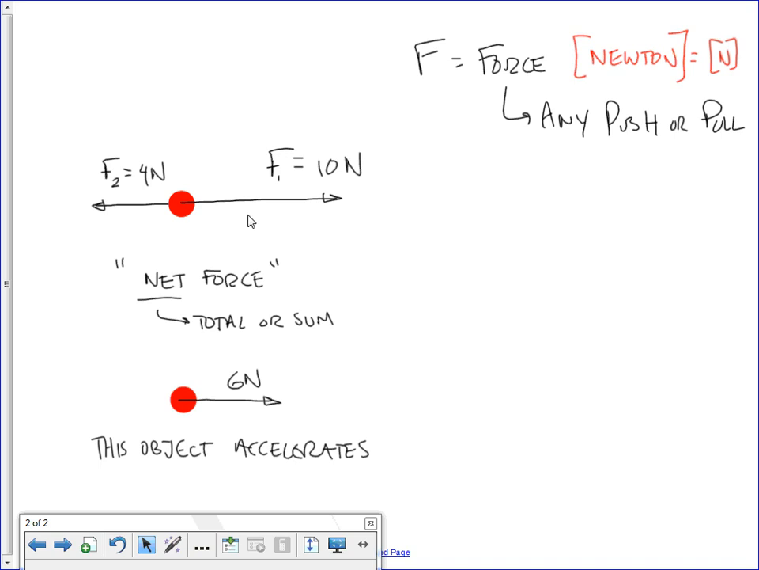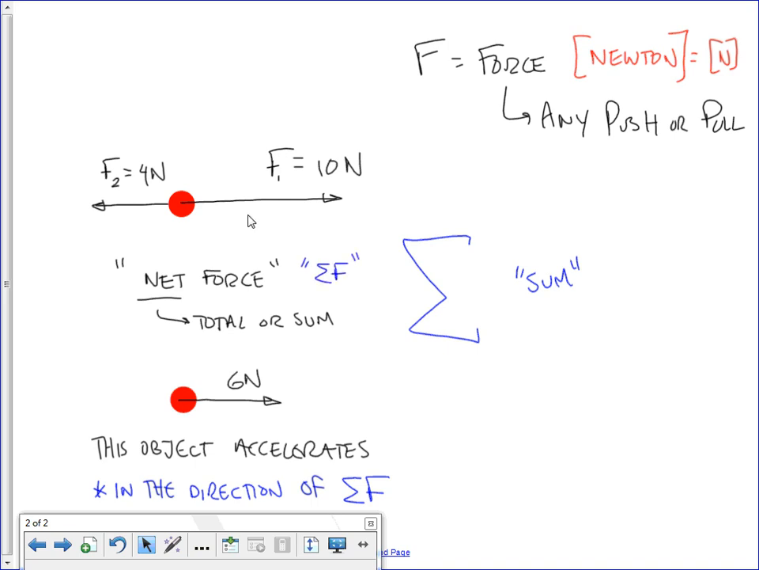The more important thing, sorry, not the more important thing, but equally important, is we should say in the direction of the net force. This symbol, sigma, means, for us mathematically, sum. Add up all of the... All right, so we'll use symbols to represent big ideas.